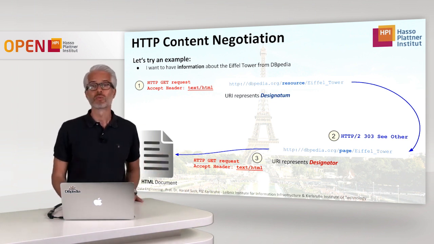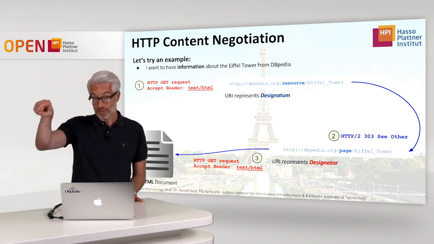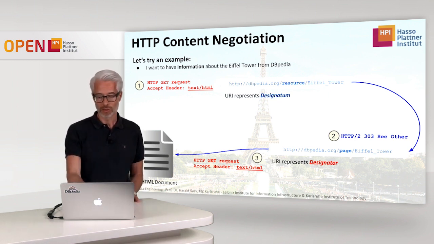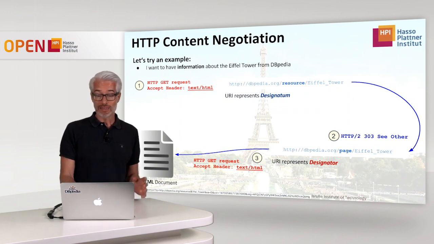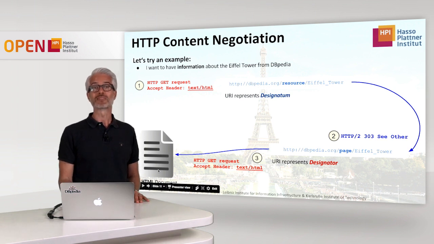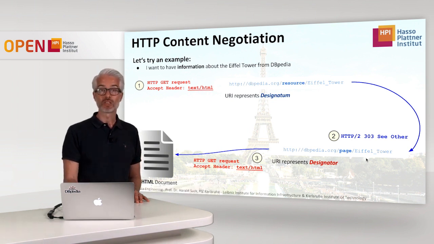This is sent to the web server, and the web server then switches to the HTML representation of this Eiffel Tower. And this has another URI, so this is point 2 here. So this then switches to dbpedia.org/page/Eiffel_Tower, and this is an HTML document which will be displayed to the user. Which means we identify the resource, we say we want human-readable information about that, and then we get back exactly that, which is the HTML page of the Eiffel Tower.